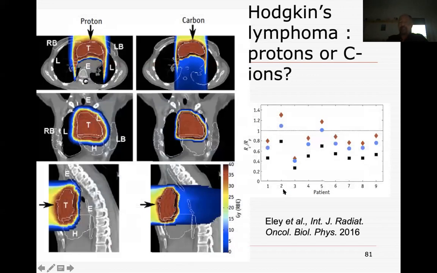And this is another paper showing a more realistic treatment plan with carbon ions and protons, showing that depending on the kind of tumor, for some patients, carbon ions do better than protons. For other patients, protons do better than carbon ions, but both are better than photons.